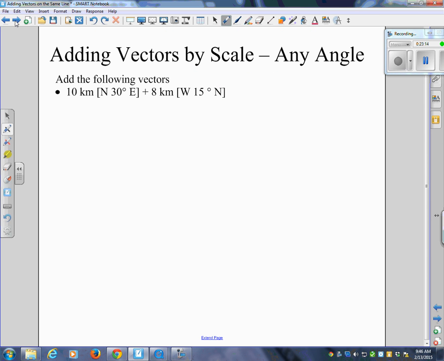Okay, now, Mr. Bennett, what do we do if they're not perpendicular? You use your ruler and your protractor. If they're not perpendicular, you use your ruler and your protractor. Add the following: 10 north 30 east, plus 8 west 15 north.